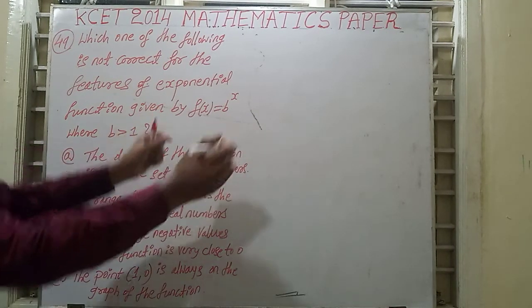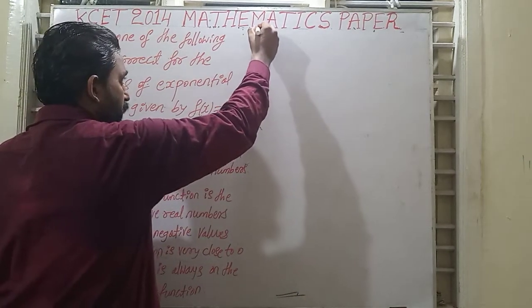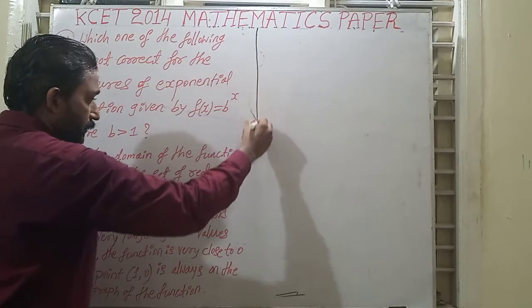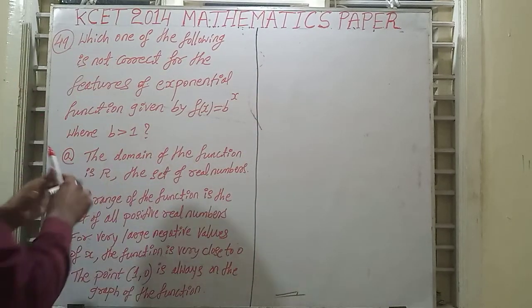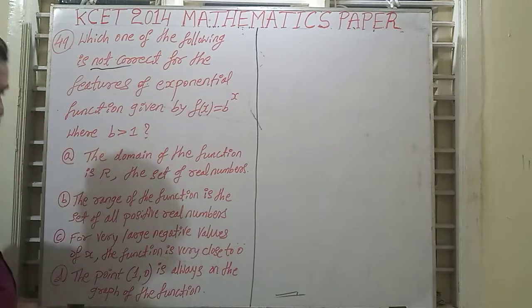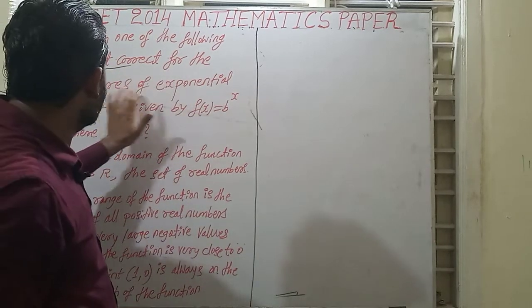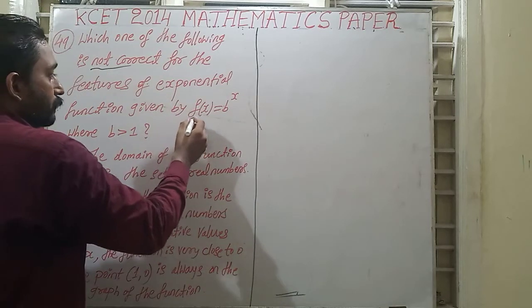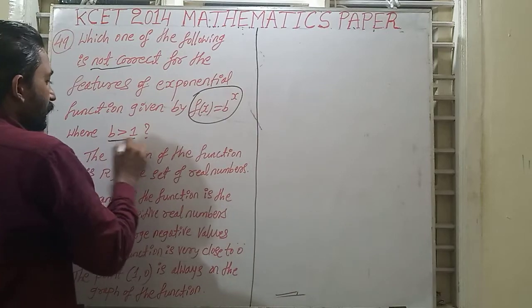So now let us move on to the next question, question number 49. Read carefully, this problem is very important. Which one of the following is not correct? Among the 4 options, which one is not correct? For the features of the exponential function f of x is equal to b to the power of x, b is greater than 1.